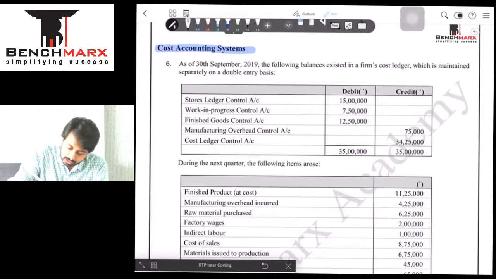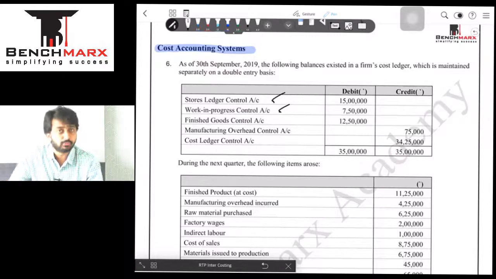Let's start. Now some company as on 30th September has the following balances from the cost ledger. ठीक है. So we have a stores ledger control account. ठीक है. SLC account, that is normal RM account. Then we have WIP account. Then we have FG account. Obviously all these accounts are going to have a debit balance because these are real accounts. These are my closing stock balances.